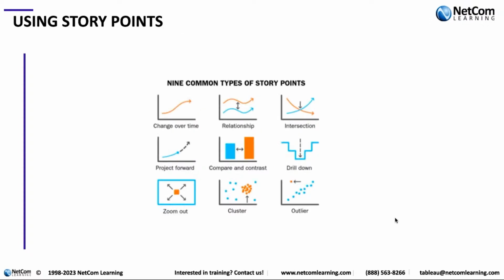How do we do that? We're going to use story points. The story points are elements on our graph that allow us to draw the analysis. Things like change over time, things like looking at the relationship between two variables, things that, maybe we have two lines that intersect on a graph. All those elements are key to our story and key, therefore, to our analysis.